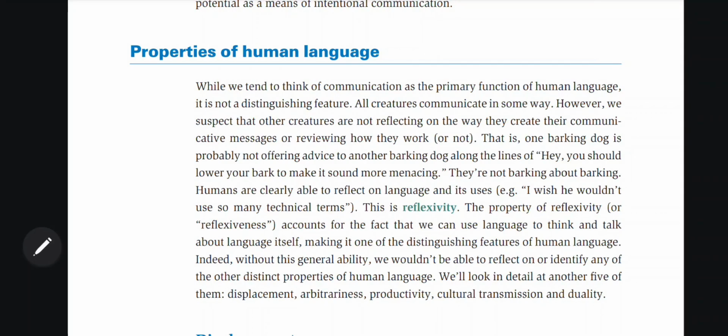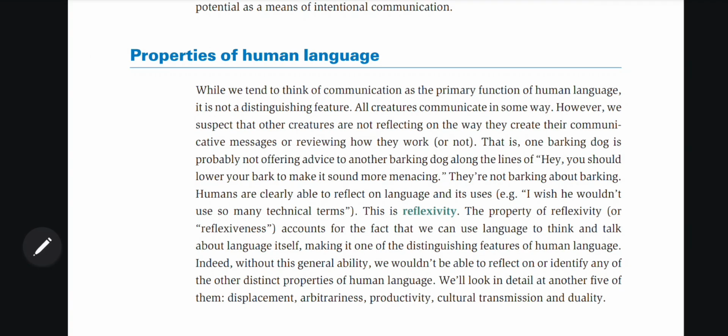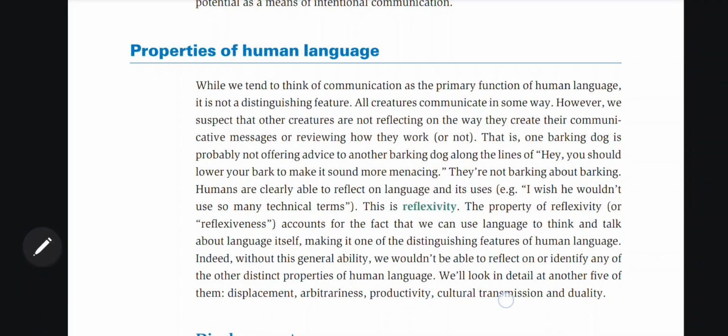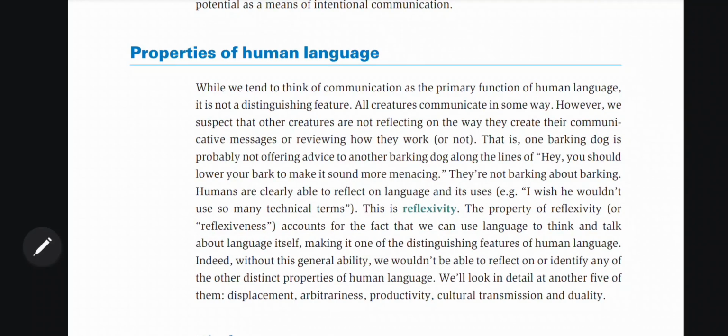As human beings, we can talk about our language. For example, when you see your younger brother talking to your colleague or whatever in a high voice, using swear words, you should probably advise him not to use such words because it's not appropriate. Well, here are another five properties of human language, which are displacement, arbitrariness, productivity, cultural transmission, and duality.